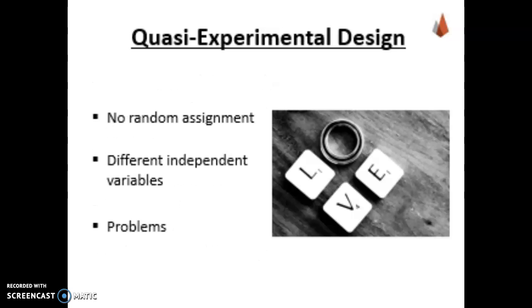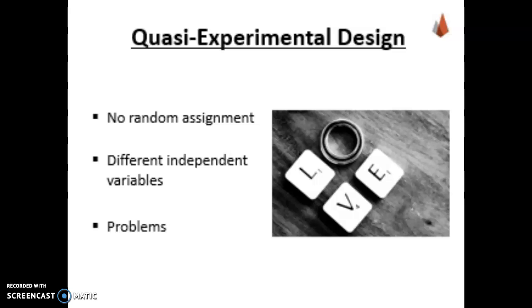Moving on, quasi-experimental designs. Quasi simply means resembling, having some of, but not all the features of. We use quasi-experimental designs when random assignment is not possible. So remember random assignment: we want to pick a name from a hat and put 10 people in one group, 10 people in the other.